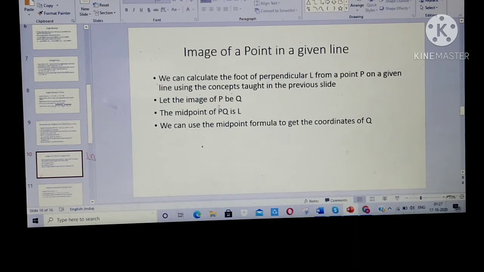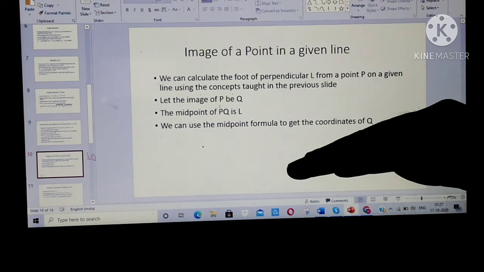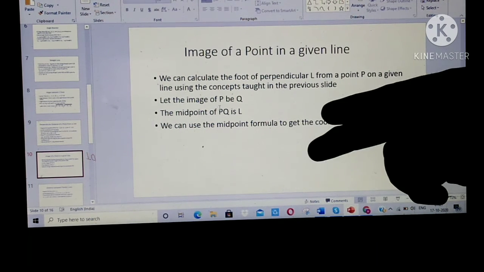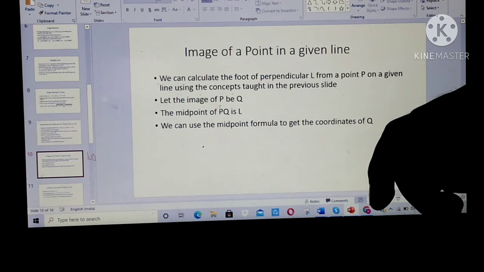Then image of a point. So image, what do you mean by image of a point? So basically image means that if we have a point and we have a line, we want to find the point which lies on the opposite side of the line at the same distance from the line.